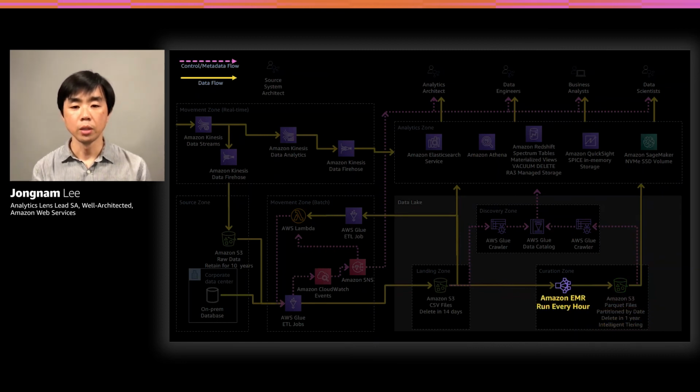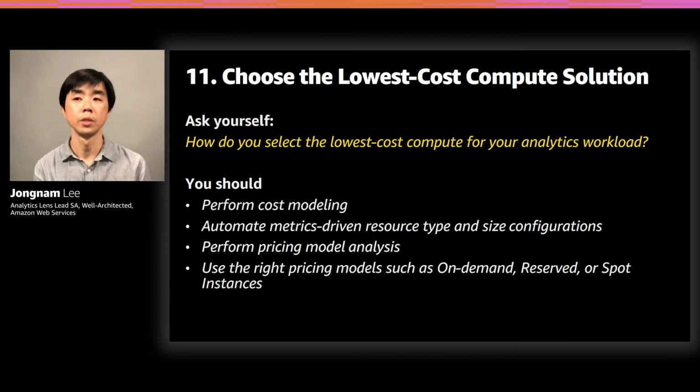For Amazon EMR in this curation zone, you may think about EMRFS instead of copying data from the landing zone into Amazon EMR local clusters. So that is an example. Then the next design principle is always choose the lowest cost compute solutions.